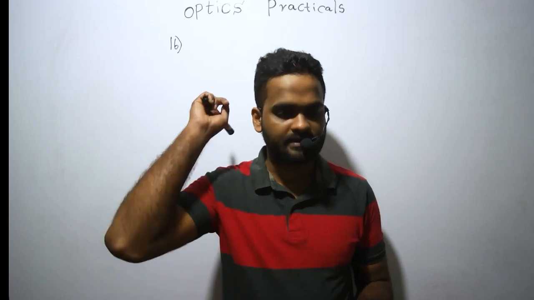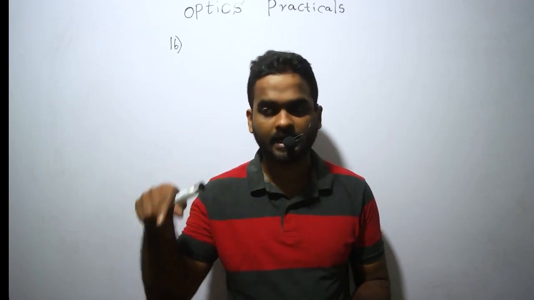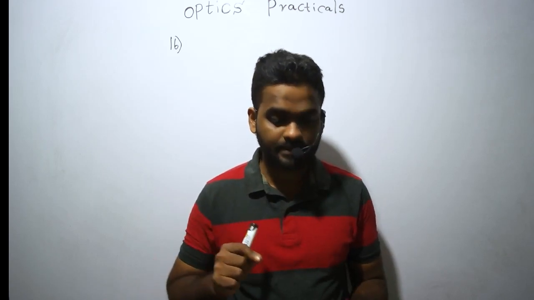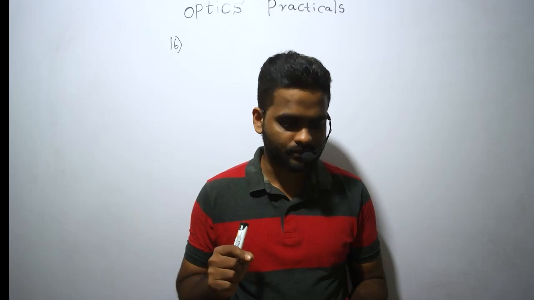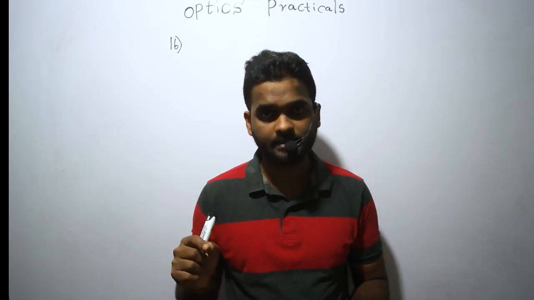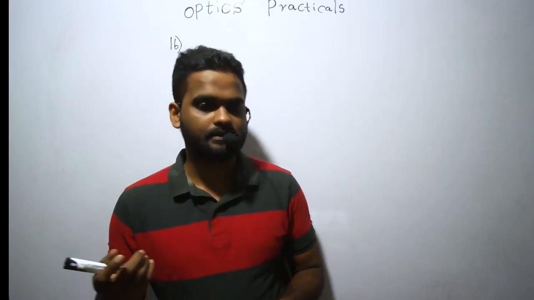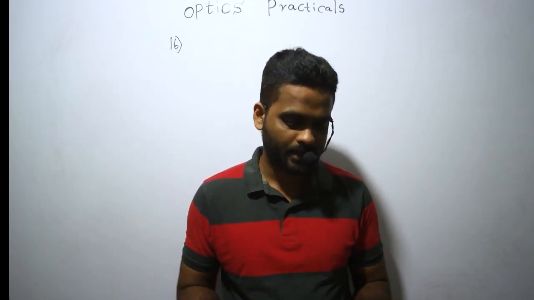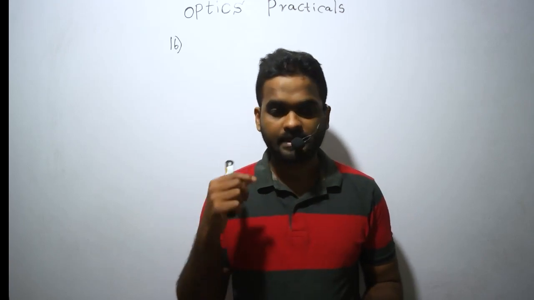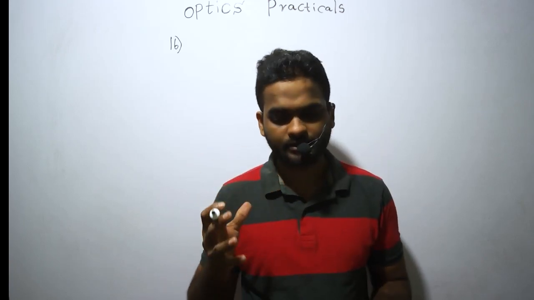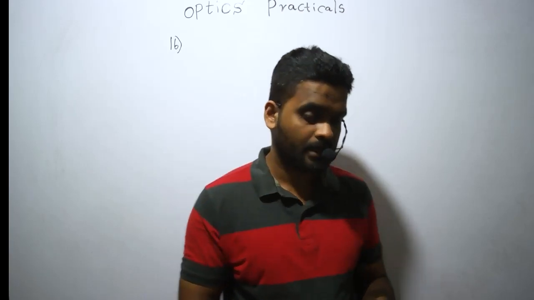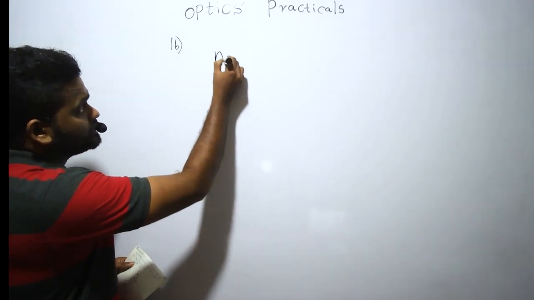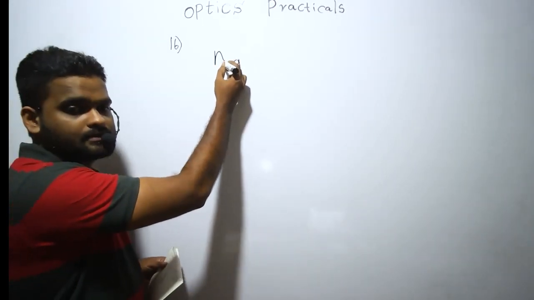Okay, so this is the 16th practical in the syllabus: determination of refractive index of glass using the traveling microscope and a block of glass. For this practical, we need a traveling microscope and a block of glass. We discussed the traveling microscope earlier, but I'll briefly explain what it is. In this practical, we are going to find the refractive index of glass.